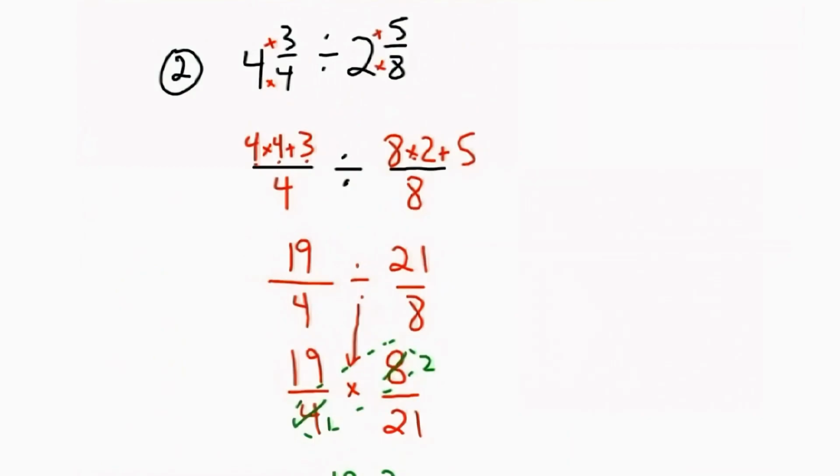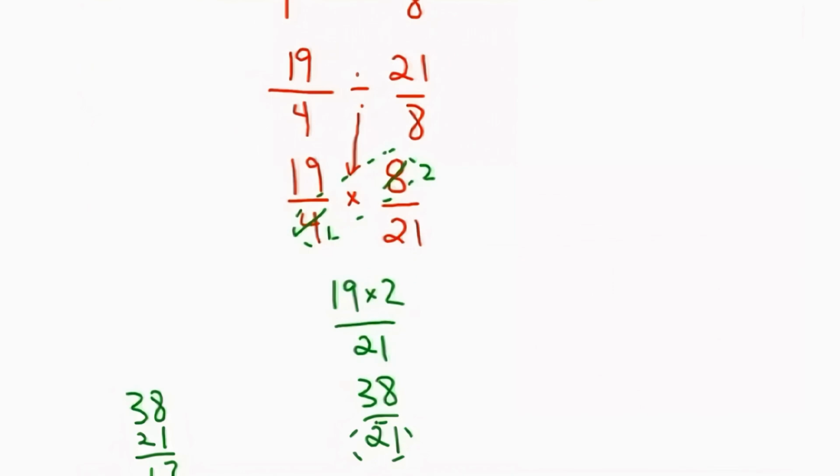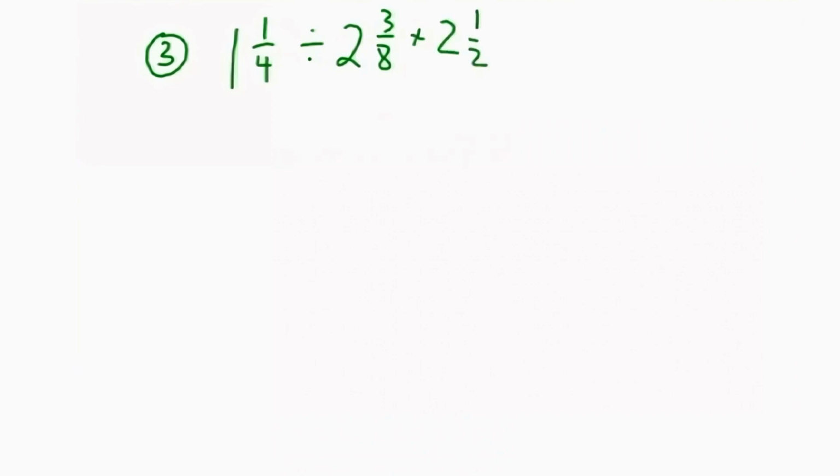So that gives you an idea of how to divide fractions that are improper. And finally, let's take a look at an example that involves both multiplication and division. If we have 1 1/4 divided by 2 3/8 times 2 1/2, we're going to want to do the same thing here.